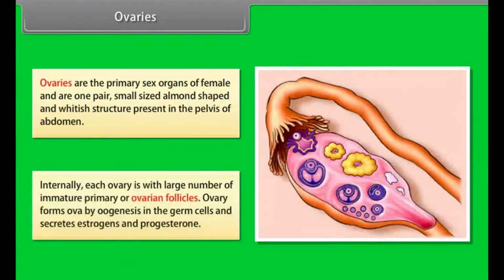Internally, each ovary is with large number of immature primary or ovarian follicles. Ovary forms ova by oogenesis in the germ cells and secretes estrogens and progesterone.